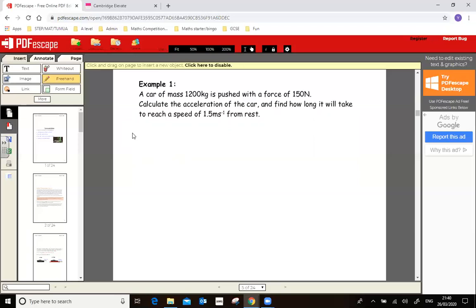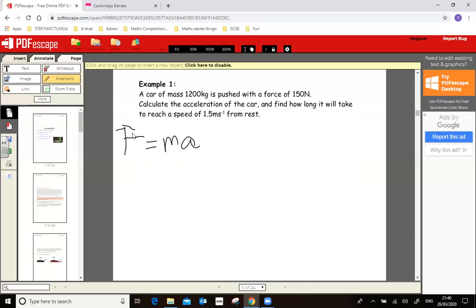My pen is not working. Just bear with me a minute. Here we go. Okay, it's not the best handwriting, but hopefully you can understand.